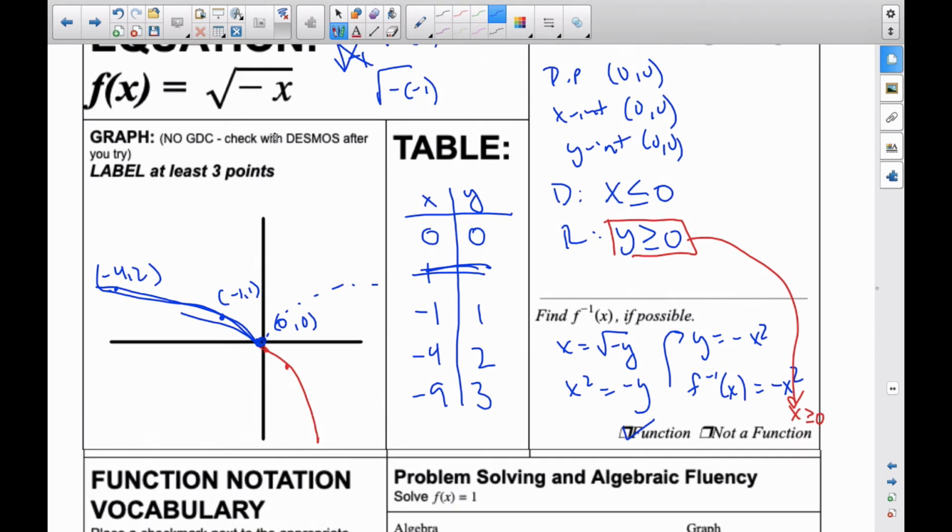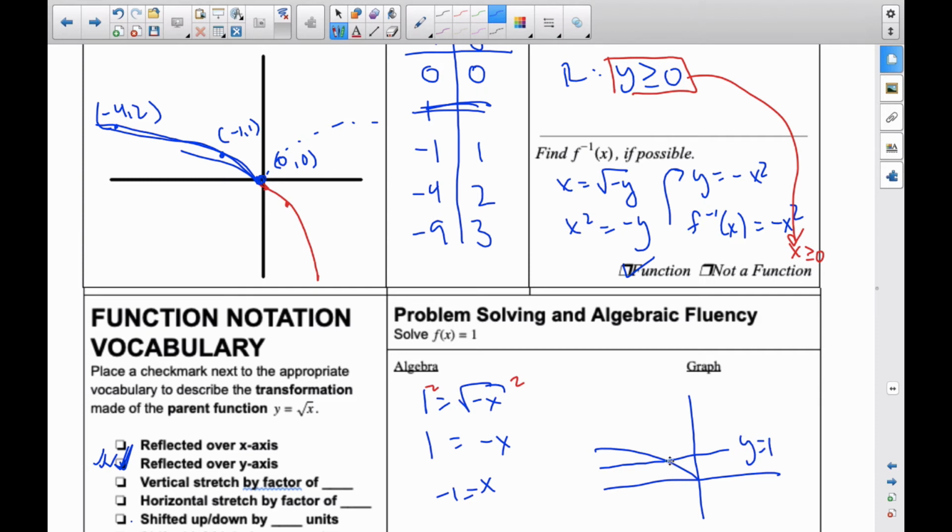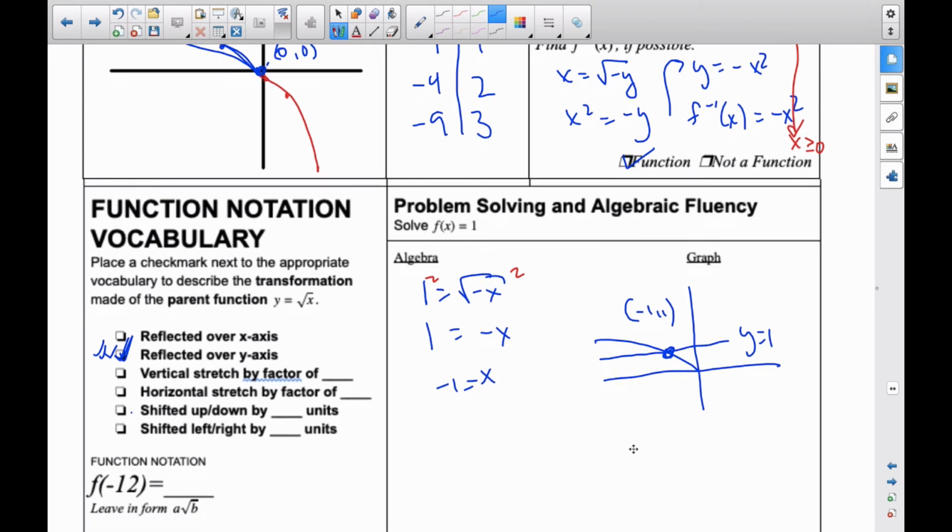Solving this problem now, f of x equals 1. And the 1 is equal to f of x, which is this scenario. If I square both sides of the equation to get rid of my square root, I know that 1 is equal to negative x, and so x is equal to negative 1 is the solution. If I think graphically, I know this is f of x. Here is the line y equals 1, and I can clearly see this is negative 1, 1, my graphical scenario.